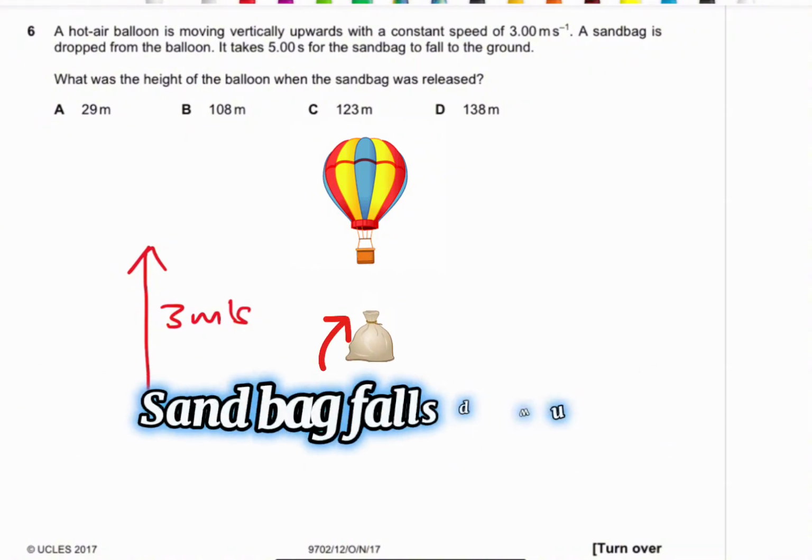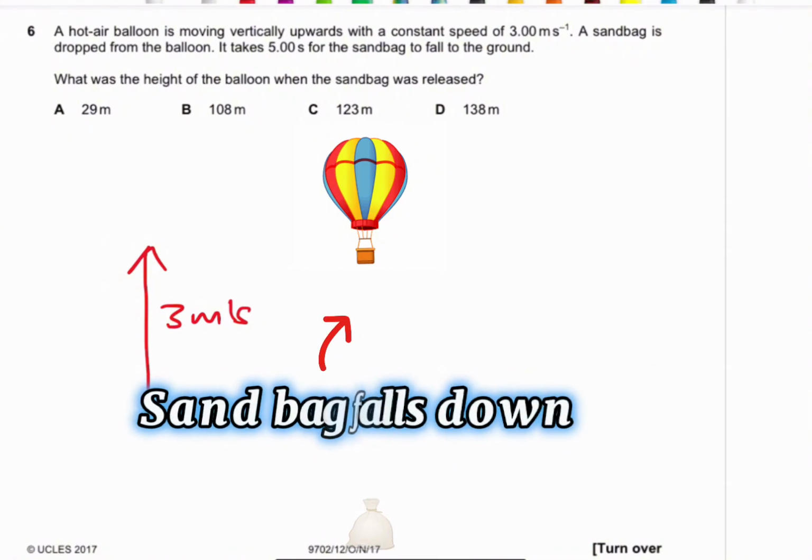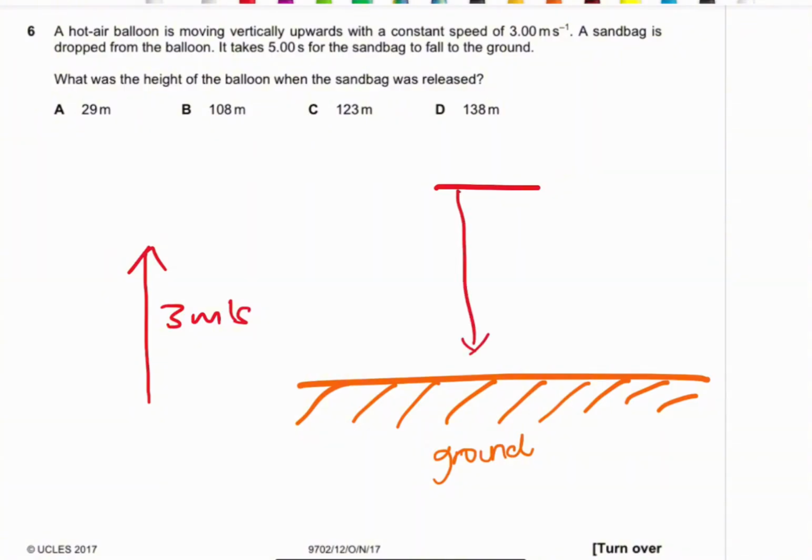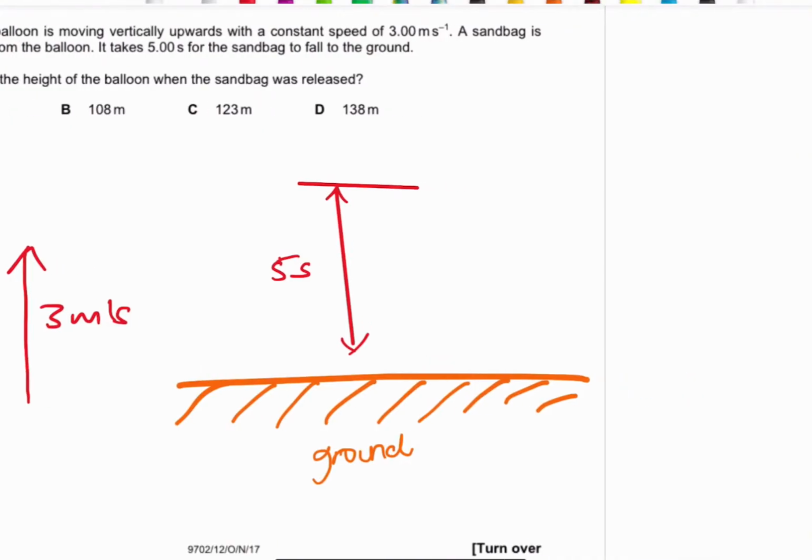And it takes 5 seconds for the sandbag to fall to the ground. So this is the ground, and it's going to take roughly 5 seconds for it to fall from here until it reaches the ground. We want to find the height of the balloon when the sandbag was released. So let's consider the sandbag for starters.